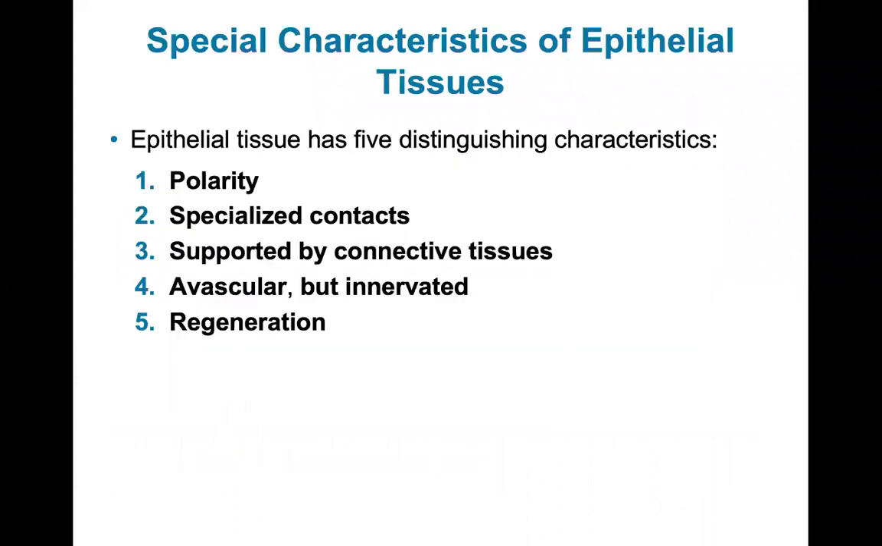detail. Now, some special features of epithelial tissues is that there are five distinguishing characteristics. One, they exert polarity, or exhibit polarity. What that means is you're going to have what we call an apical surface and a basal surface.